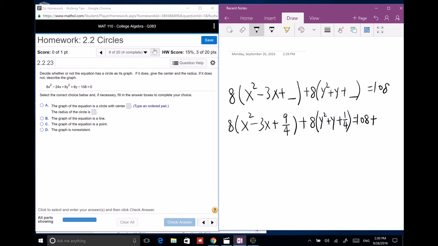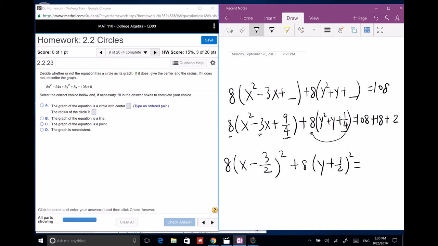If you add 9/4 here, actually you add 8 times 9/4 because there's a coefficient in front, so you have to add 18. And if you add 1/4, you have to think about the 8, so multiply by 8, which is 2. Okay, so then you have (x minus 3/2) squared plus 8(y plus half) squared equals 128. Then divide everything by 8.